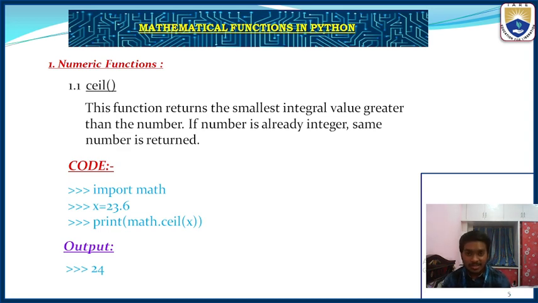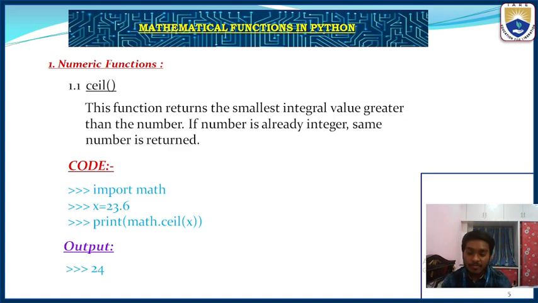Numerical functions are based on numbers. They are simple and easy to execute. The first function is ceil. This function returns the smallest integral value greater than the number. If the number is already an integer, the same number is returned. This function prints the nearest integer to the number we have taken, which is greater than the number that we have taken.